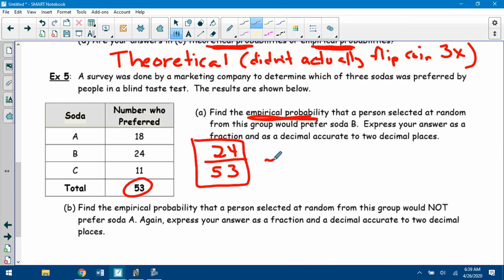So sometimes it's nicer to have it expressed like that, because you can see quicker that that's about half the people, 45%.